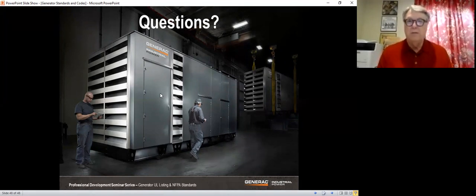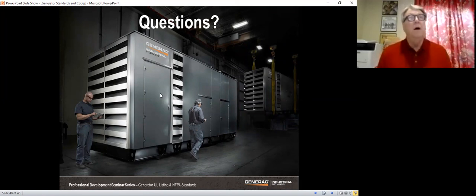And again, specify UL, and if it's an emergency generator, specify that it be fully rated for emergency service according to NEC and for NFPA 110.